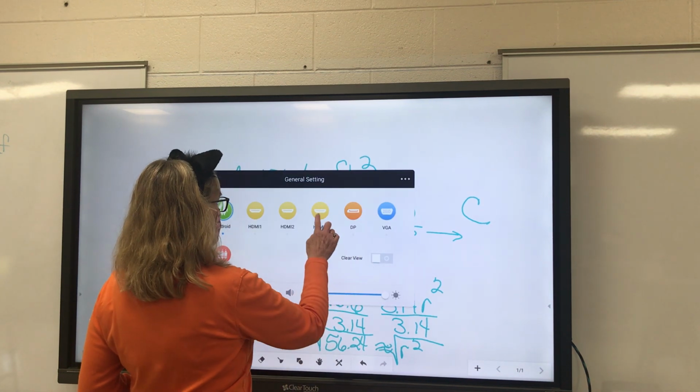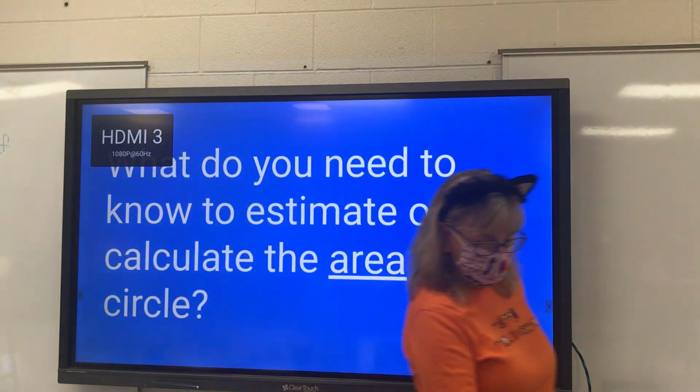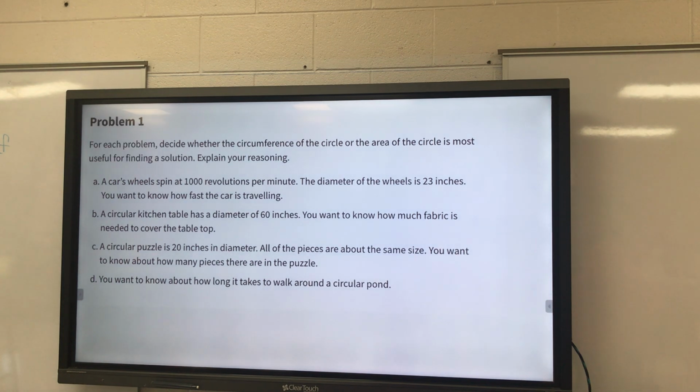All right, back to this. All right, problem number 1. In each problem, decide whether the circumference of the circle or the area of the circle is most useful for finding a solution. Explain your reasoning. A car's wheel spins at 1,000 revolutions per minute. The diameter of the wheels is 23 inches. You want to know how fast the car is traveling.